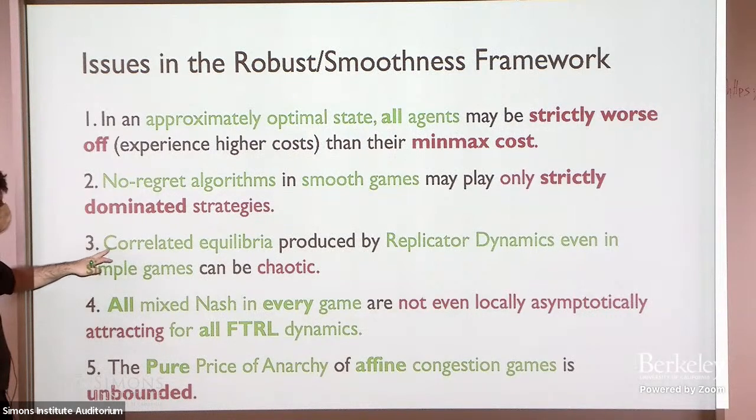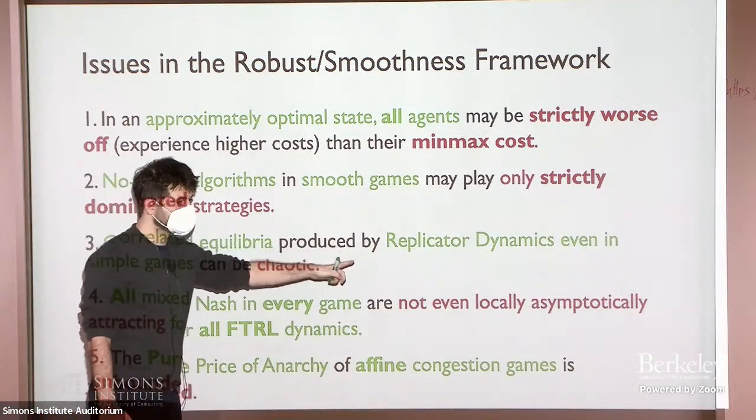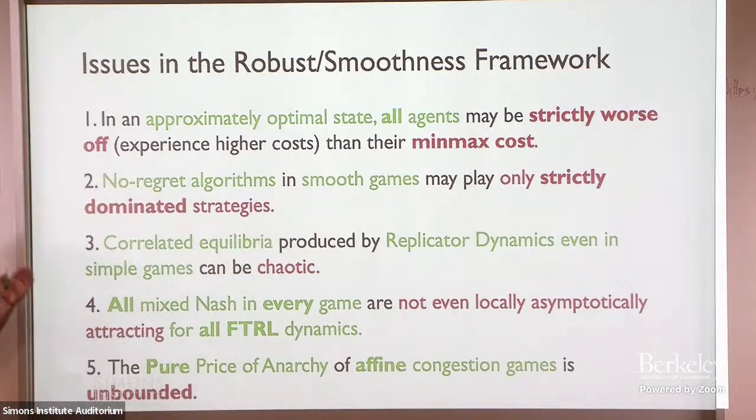We'll show that there exist correlated equilibria which are actually selected by replicator dynamics. Remember, this is an algorithm that has constant regret. And these are in very simple, trivial games, and these correlated equilibria are formally chaotic. If you try to predict the sequence of what we play next, it's impossible. The correlated equilibrium support will be on a strange attractor in the game.